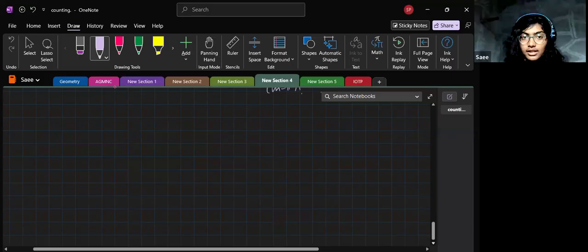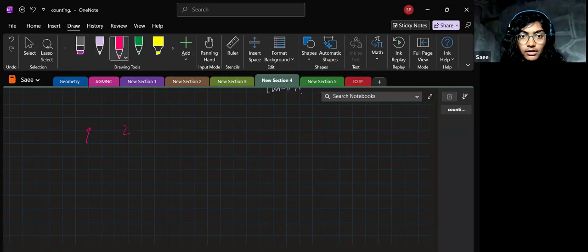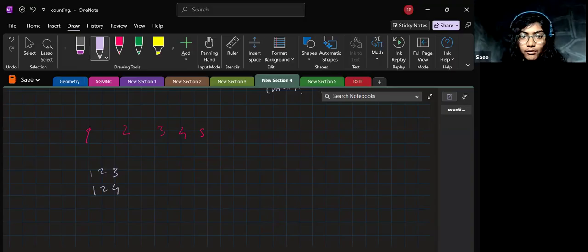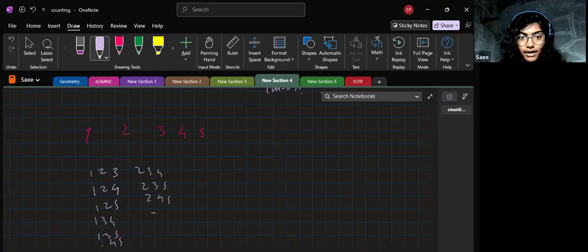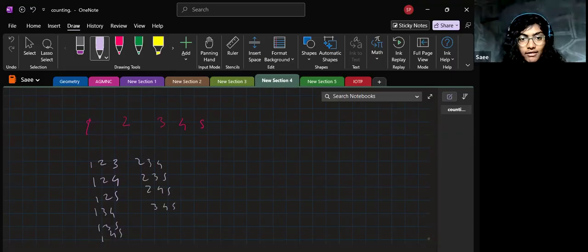So let's consider, for example, you have 1, 2, 3, 4, 5, and you want to choose three out of these. What are the different ways? 1, 2, 3; 1, 2, 4; 1, 2, 5. Then you have 1, 3, 4; 1, 3, 5; and 1, 4, 5. And 2, 3, 4; 2, 3, 5; 2, 4, 5; 3, 4, 5. These are all the ways of choosing three different things where the order doesn't matter, where everybody is getting one same chocolate.